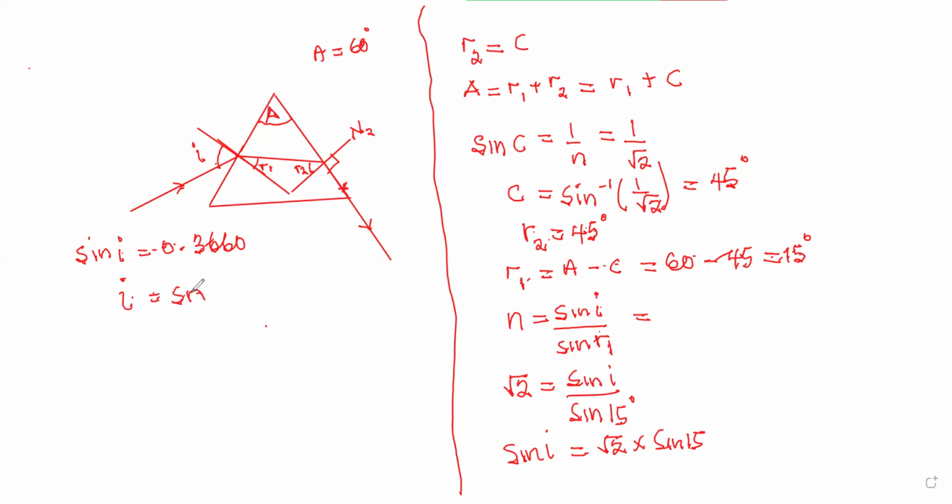Therefore, I is the sine inverse, or arcsine, of that, and that is equal to approximately 21 degrees. So that's the angle of incidence, the least angle of incidence which will cause total internal reflection to occur.